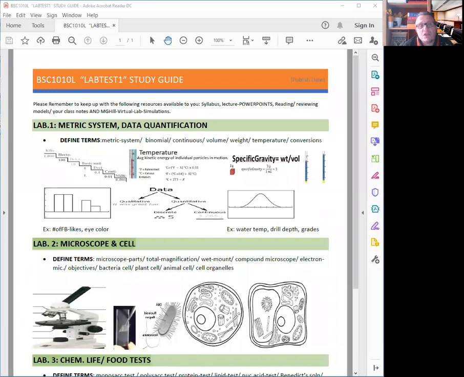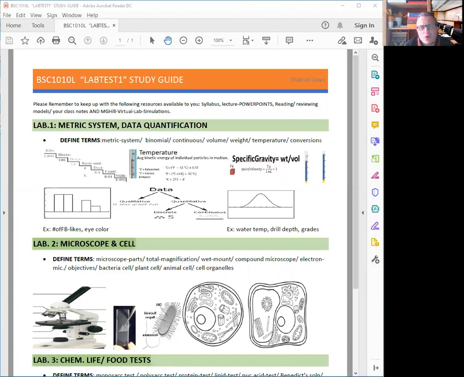A few key terms you need to be familiar with: metric system versus English system. What are the differences? Make sure that you will be able to convert from one to another. Also volume, weight, temperature, and again the same idea, the conversions.